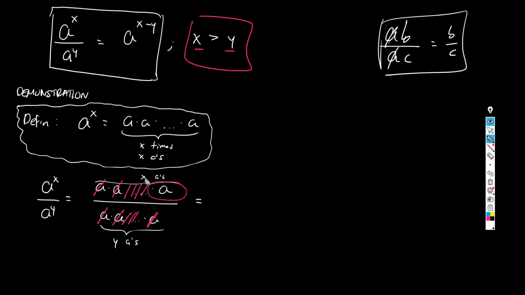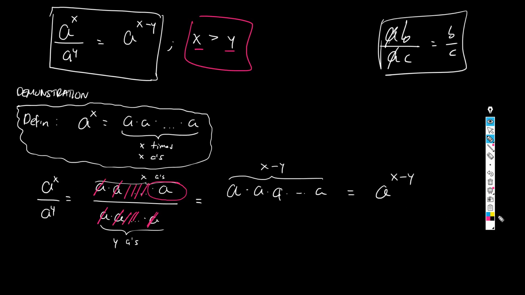So if I had x a's at the beginning and I canceled y a's, then I'm going to be left with a number of a times a times a. How many times? x minus y. These are going to be the a's that are going to remain untouched from this part in here. I'm going to have x minus y a's. And now, if I have the multiplication of a by itself this many times, then by definition, I can write that as a raised to the x minus y, and I'm done.